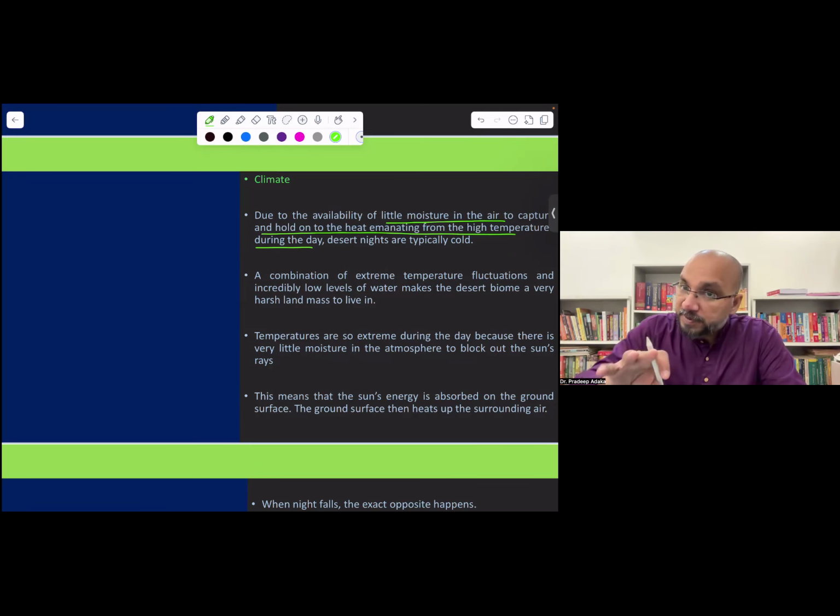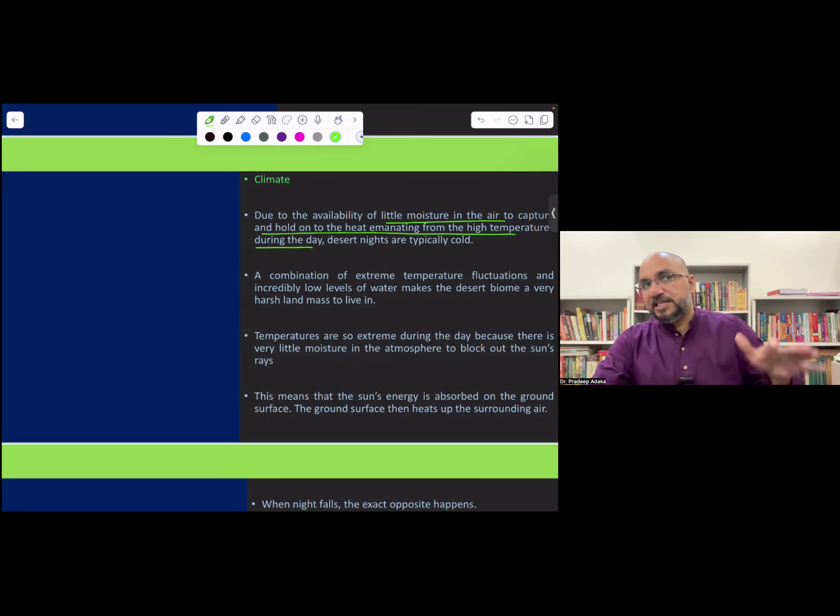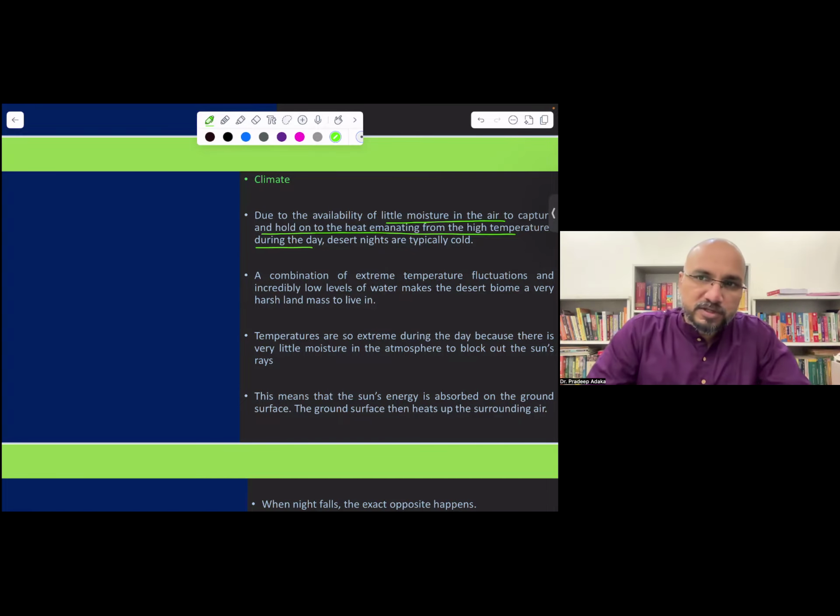Vegetation prevents this from happening. If you have vegetation, it will not allow the soil to heat up very fast. It will keep the soil cool for a longer period during the daytime. And by blocking the terrestrial radiation, the vegetation will keep the soil warm during the night also. So it will not allow these extreme temperature fluctuations. That is why vegetation is important. Having a vegetative cover is very important to keep the temperatures optimum.